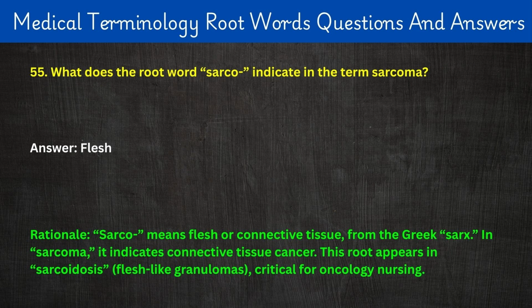55. What does the root word sarco- indicate in the term sarcoma? Answer: flesh. Rationale: Sarco- means flesh or connective tissue, from the Greek sarx. In sarcoma, it indicates connective tissue cancer. This root appears in sarcoidosis, flesh-like granulomas, critical for oncology nursing.